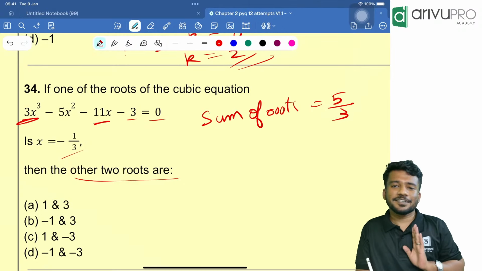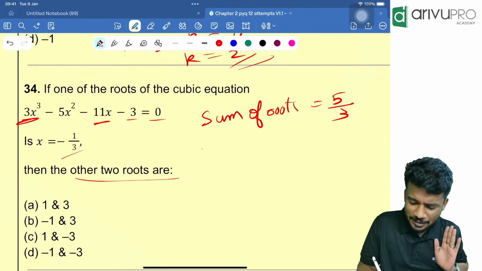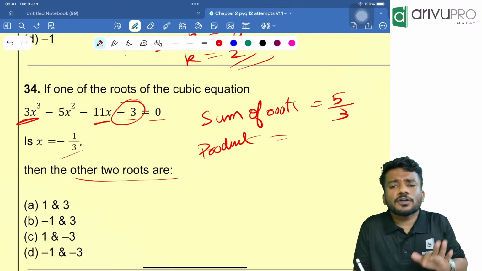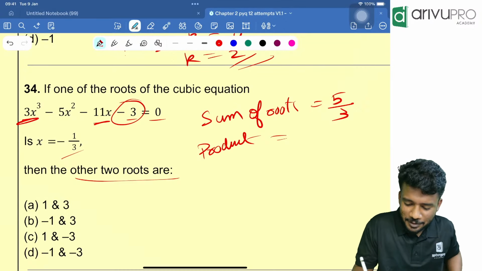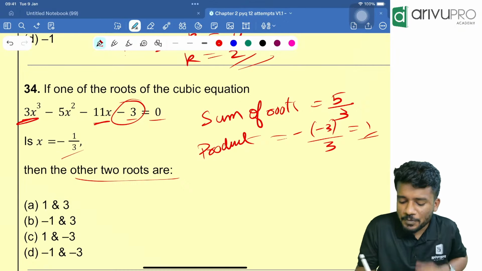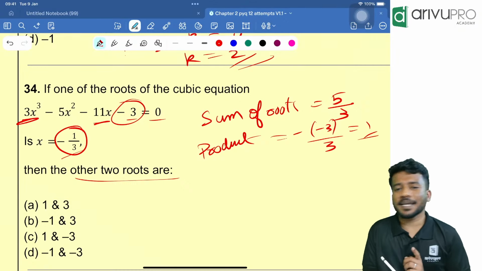3.5 by 3, correct? So the sum of the roots is that. Then what is the product? Product is minus constant term divided by coefficient of x cube, that is minus of minus 3 divided by 3, which is equal to 1. People, one of the roots is minus 1 by 3.